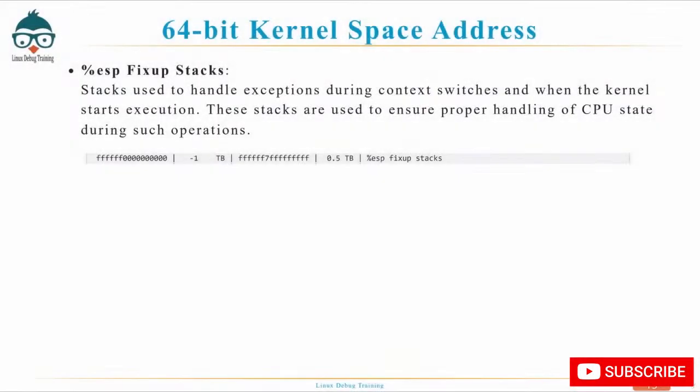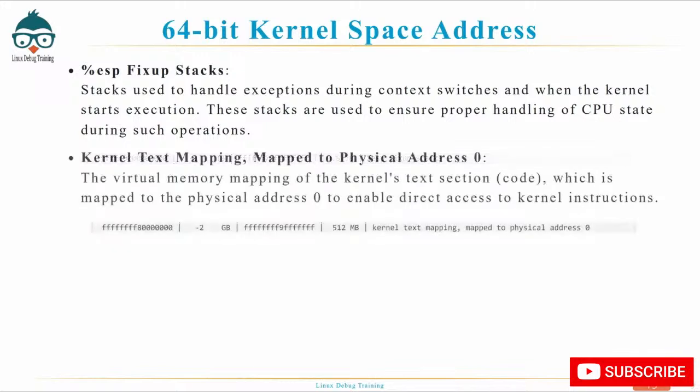The extended stack pointer fix-up stacks are used to handle exceptions during context switches and when the kernel starts execution. These stacks are used to ensure proper handling of CPU state during such operations. Kernel text mapping, which is mapped to physical address 0, is a region in the virtual address space of the Linux kernel that contains the actual executable code of the kernel itself. It is mapped to a fixed physical address, typically at address 0 in physical memory.